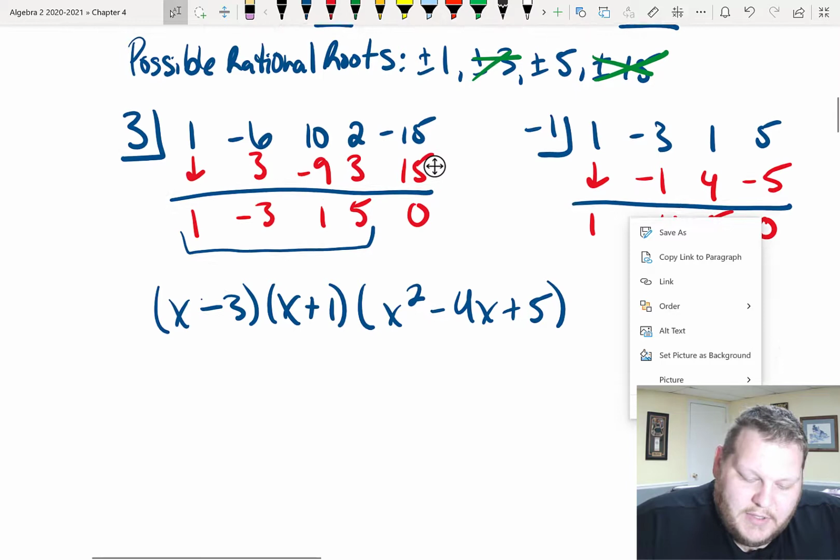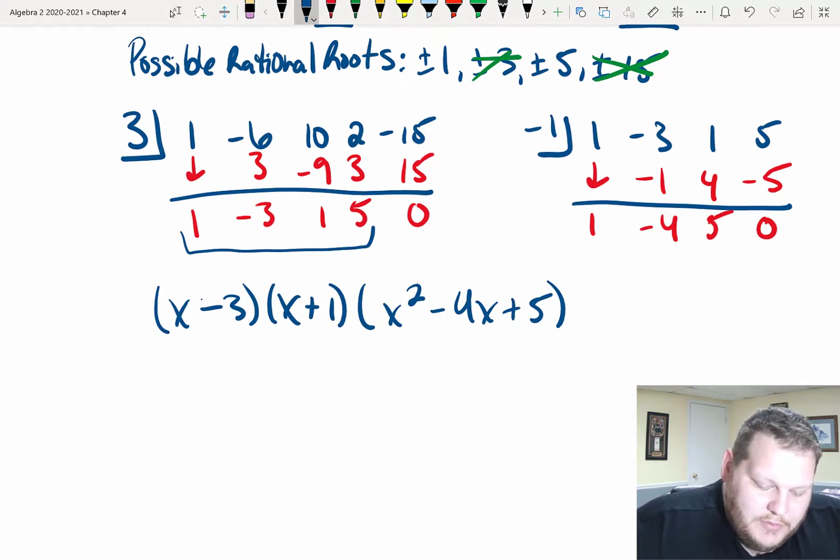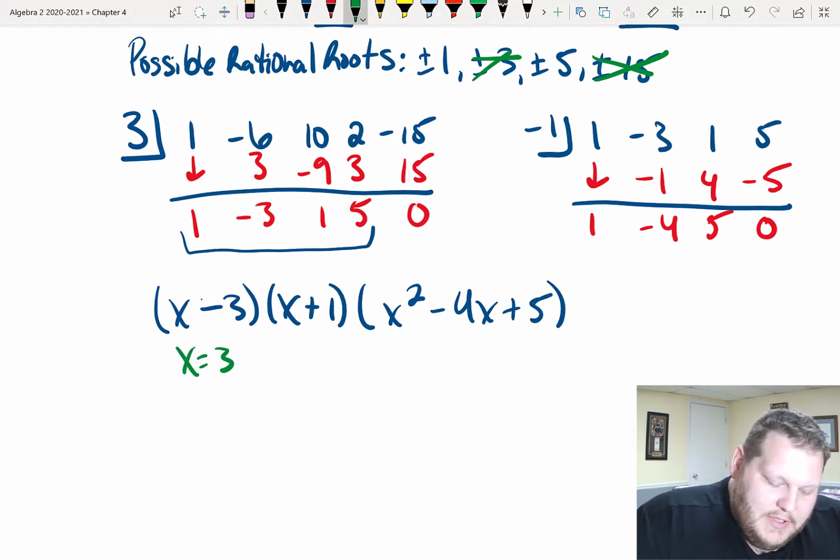And since I'm trying to find all of the roots, right, this already we know is x, let's write it in a different color. Let's do this in green. This we know is x equals 3. This we know is x equals -1. Those are 2 roots so far.